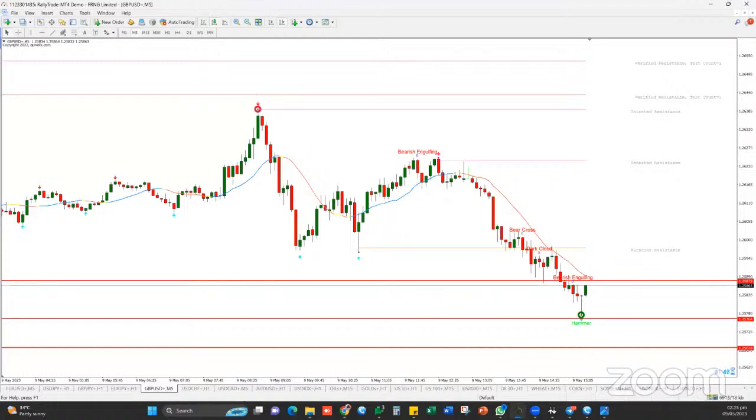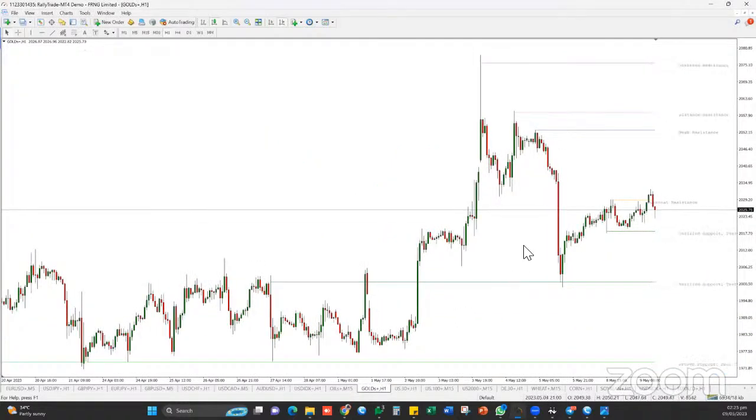All right, so a lot of you have actually been agitating for... okay, somebody said like a cup and handle pattern. Yes, almost something like that. But this is actually a cone pattern. All right, so now let's take a look at gold.